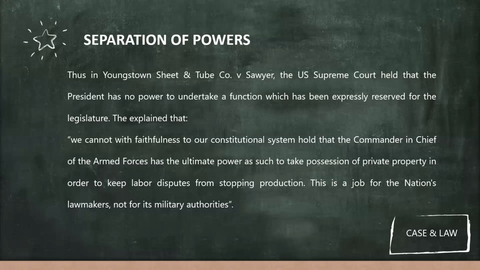I mean, they decide what they want to do, and it was only Parliament that had the power to make such a determination on privately owned businesses. So the holding was that we cannot, with faithfulness to our constitutional system, hold that the commander-in-chief, which is the president, has the power as such to take possession of private property in order to keep a labor dispute from stopping production. It goes on to say this is a job for the nation's lawmakers. So you see, the idea was that it was only Parliament that could make laws saying that privately owned businesses should be opened or not, and the president didn't have the power to force employees in the steel industry, owned by private individuals, to go back to work.